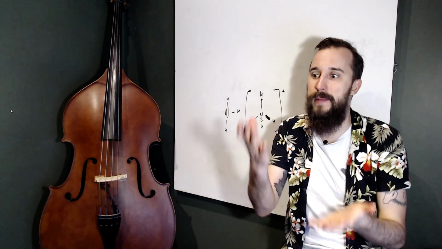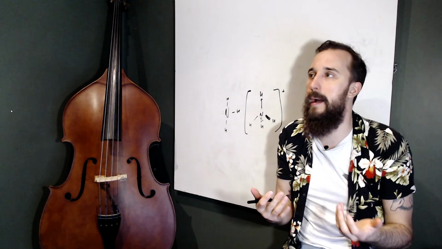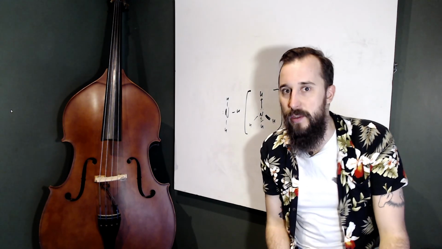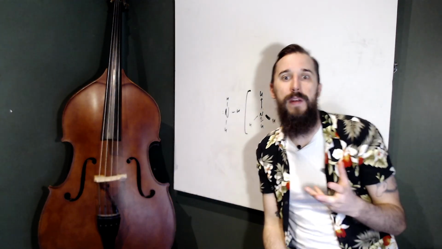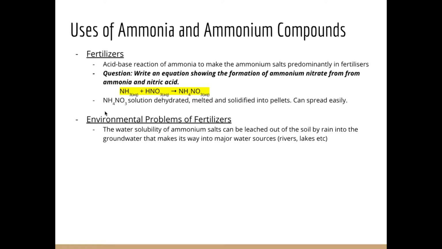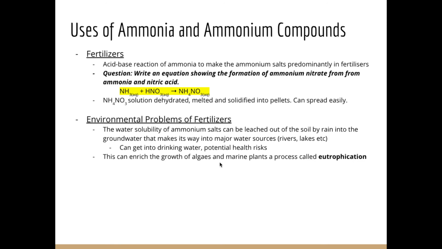The Earth has developed itself in a very precarious balance, if you will, and a lot of the human activities that we're doing are throwing this balance out of whack, and we're seeing lots of negative environmental effects as a result of this. So why would this be bad? If it leaches out of the soil into the groundwater that makes its way into major water sources, well, we get our drinking water from these water sources. There could be potential health risks associated with this.